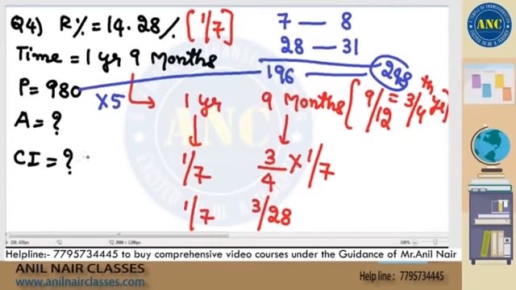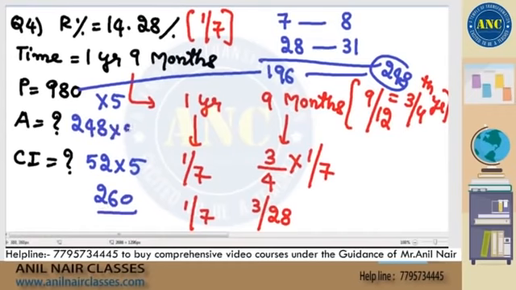So CI is nothing but 52 into 5, which is 260. Amount is nothing but 248 into 5. I hope the idea is clear. Once you understand the idea, then the logic becomes very simple.